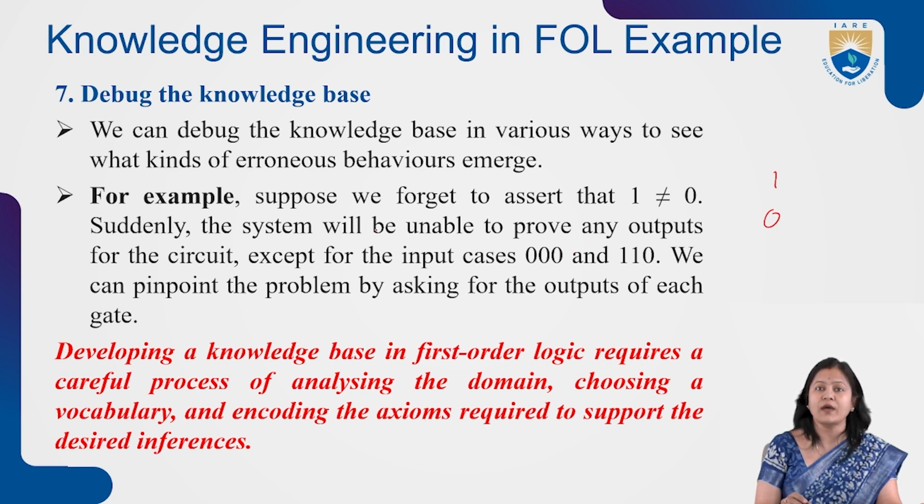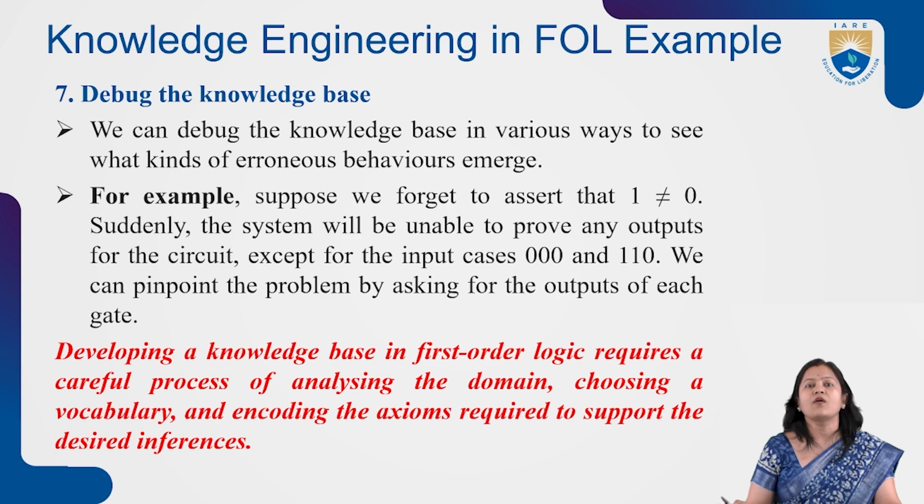Suppose we forget to assert that 1 is not equal to 0. Then the system will be unable to prove any outputs for the circuit except for input cases like 000 or 110. We can pinpoint the problem by asking for the outputs of each gate. So let me conclude here. Already I have discussed all the 7 steps.